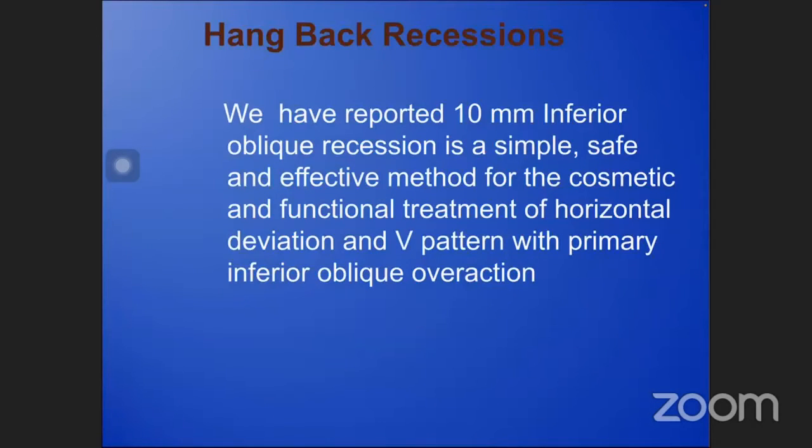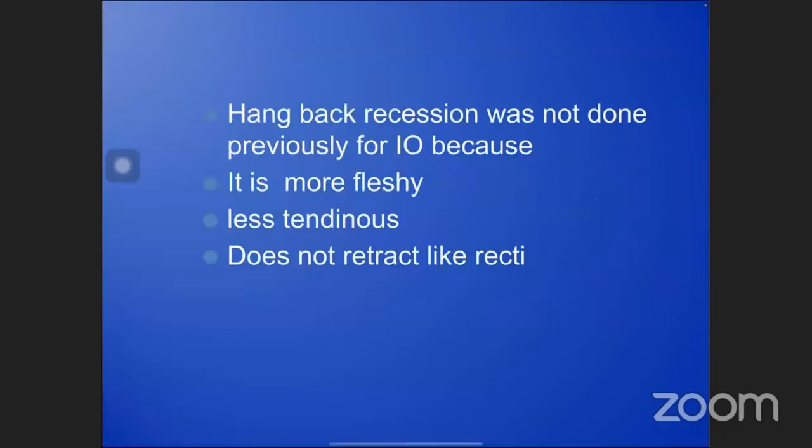So basically, this hangback recession technique has been described from our center, and we have reported that 10 mm inferior oblique recession is a simple, safe, and effective method for treatment of V pattern with primary inferior oblique overaction. This hangback recession was not done previously for IO because it is more fleshy, less tendinous, and it does not retract like recti.